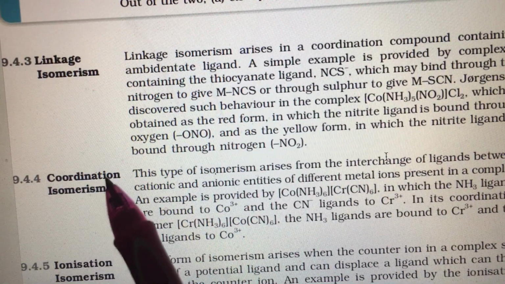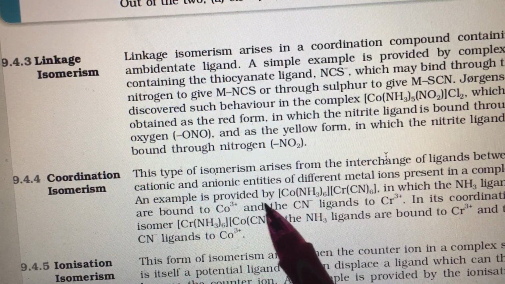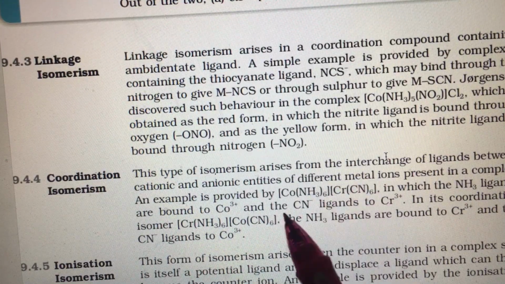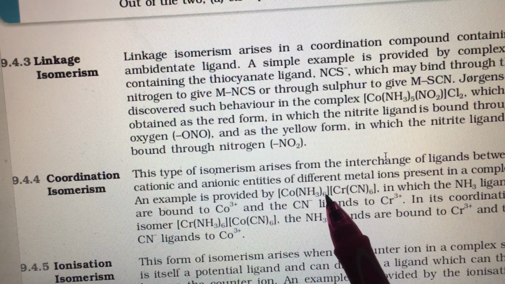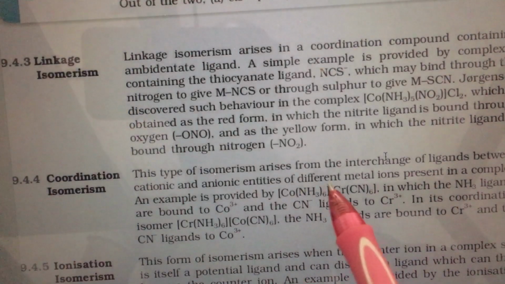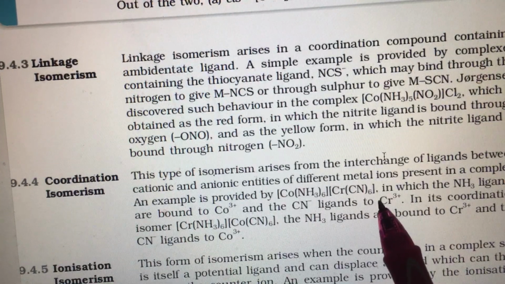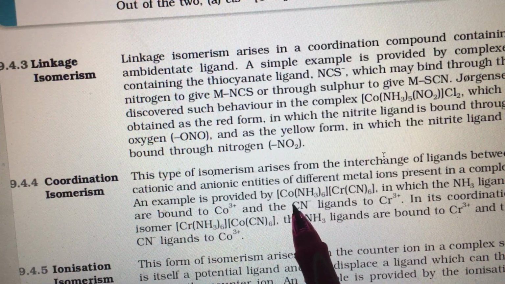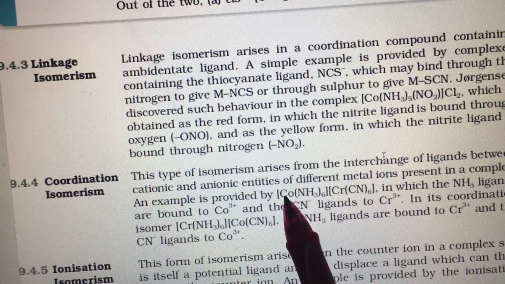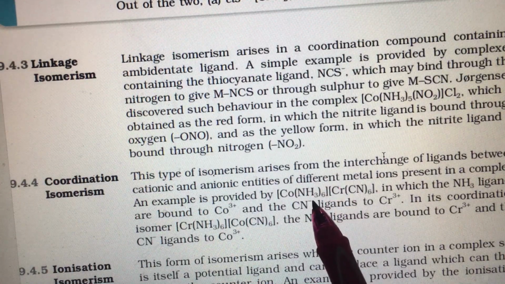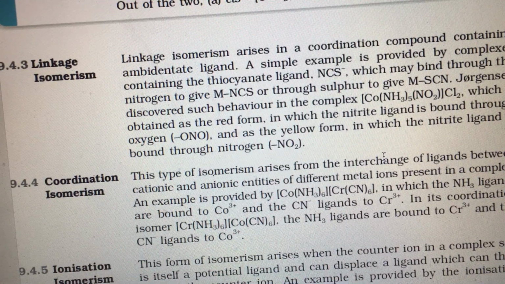Now, coordination isomers. If you have a complex salt-like thing, that is, a complex having a cationic and anionic form, the cationic form has certain ligands, the anionic form has different ligands. You can take as example hexamine cobalt 3 hexacyanochromate. If you take that type of complex, there is a possibility that there is an exchange of the ligands. The chromium may take the ammonia, that is, chromium can come here, cobalt can go there. Such exchange, where the metal ions exchange the ligands, generates what is called coordination isomerism.